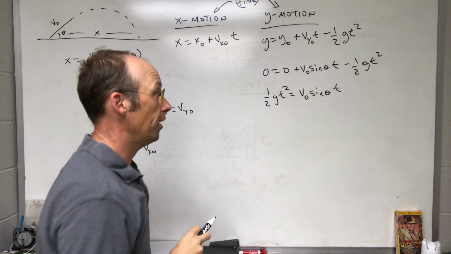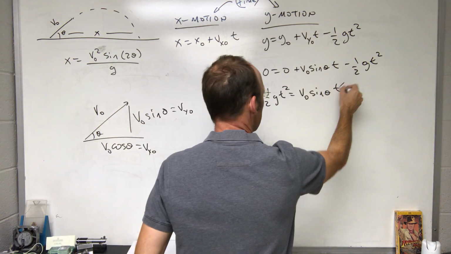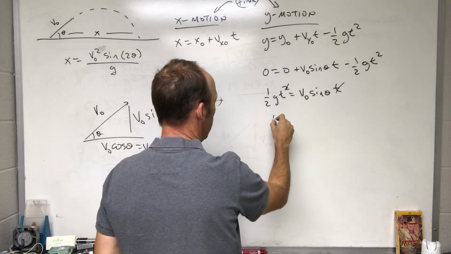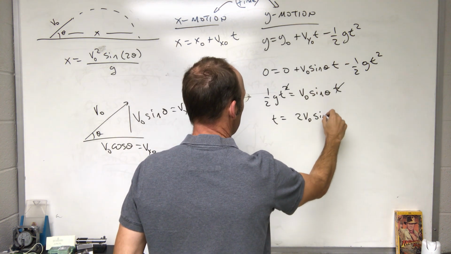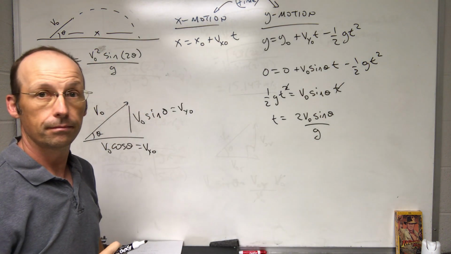And I want to solve for the time, but I can divide both sides by the time. And then I can multiply both sides by 2 over g, and I get t equals 2 v0 sine theta over g. So that's the time.